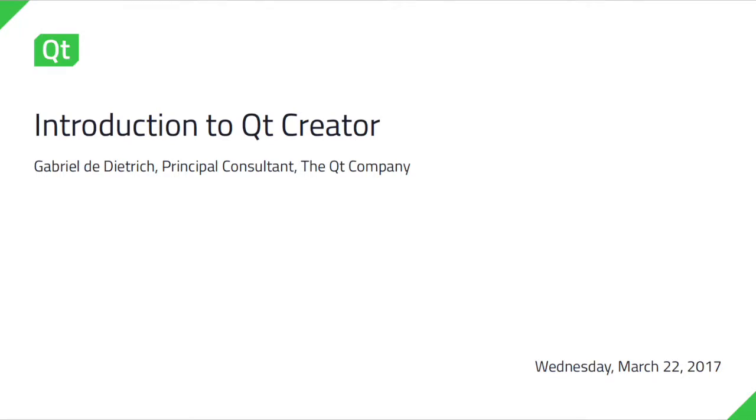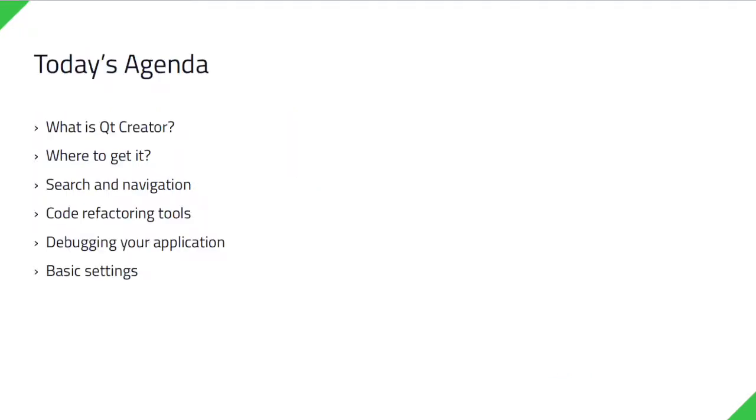What we're going to talk about today is Qt Creator, as the title implies. We'll see what Qt Creator is, come up with some definition, and see how you're supposed to get it. Then we'll jump into the application itself and look at how to search and navigate around your project files. We will see some examples of refactoring, and also how to debug your application. And finally, we'll go through some of the basic settings in Qt Creator.